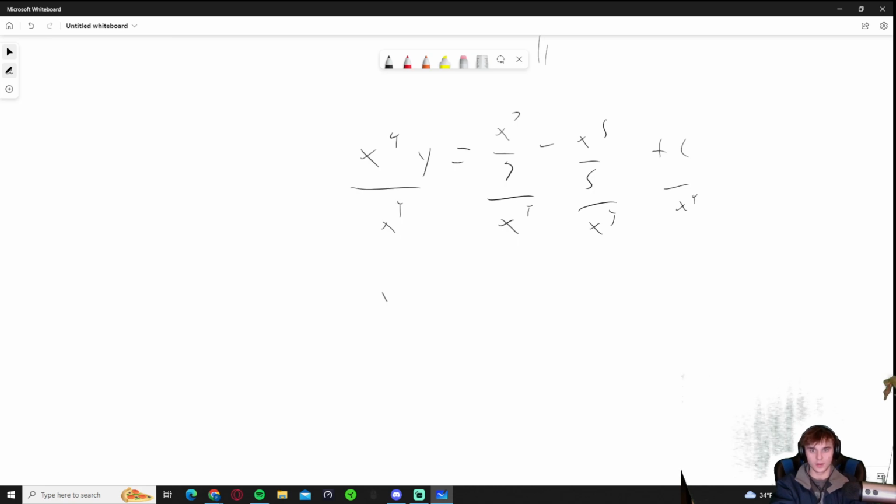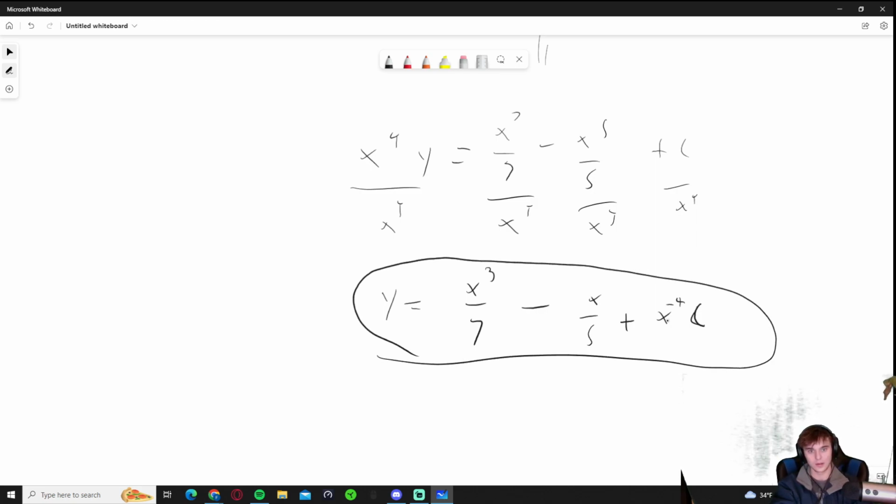And that simplifies to y equals x to the 3rd over 7 minus x over 5 plus x to the negative 4th c, which is the answer to our differential equation.